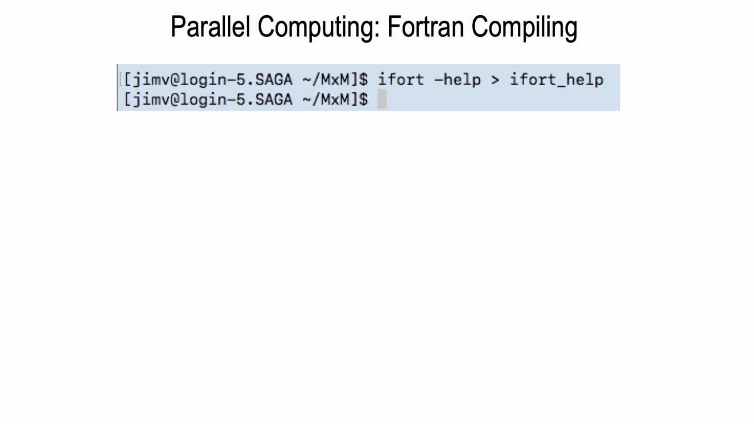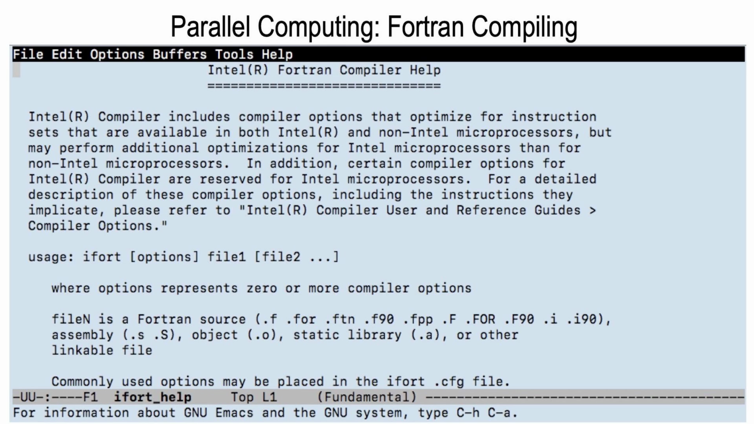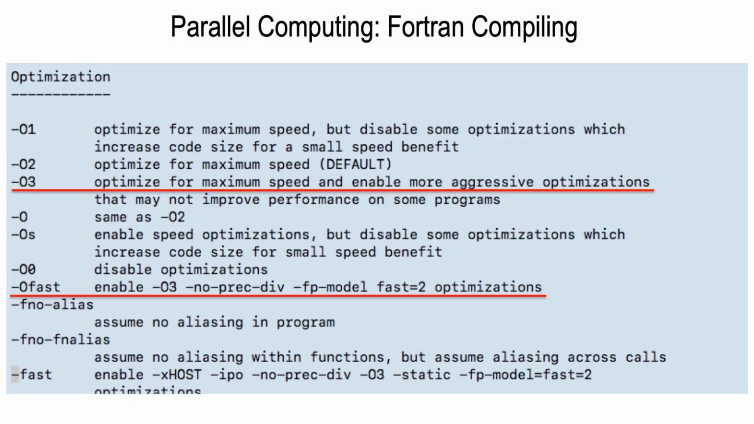Another approach is to use the ifort command with the help option. This will display information in your terminal. Alternatively, you can redirect the output to create a file named ifort_help. You can open the help file using the Emacs editor. This allows you to review the information and make notes on any key insights or experiences you've gained. As you scroll through the help file, you'll notice numerous O options available for optimizing your Fortran program. While we've opted to test O3 and O-fast, you have the flexibility to experiment with other options as well.